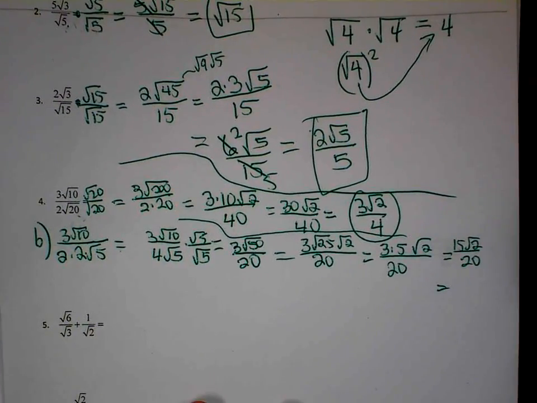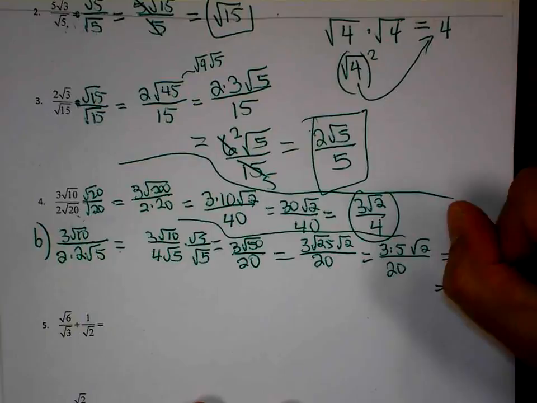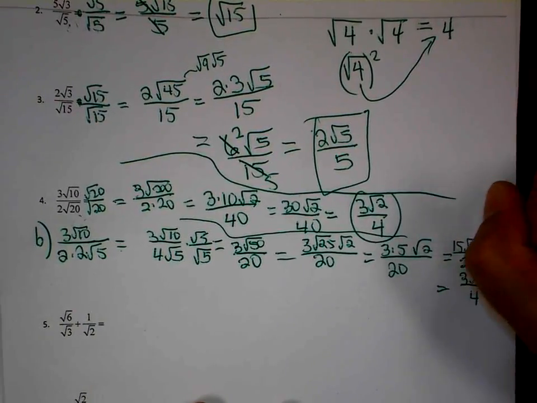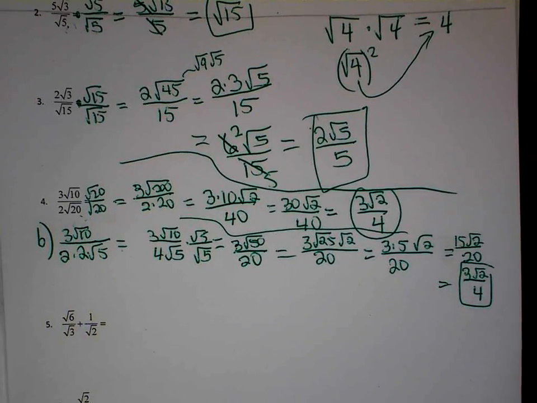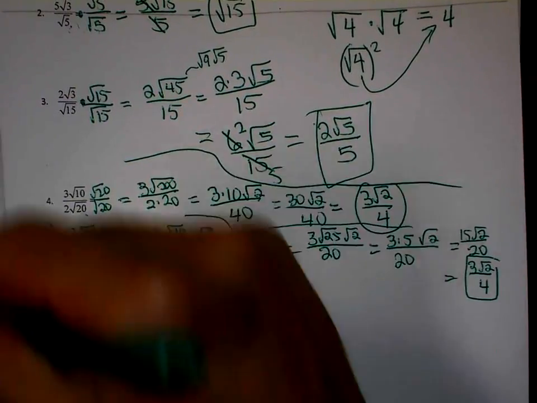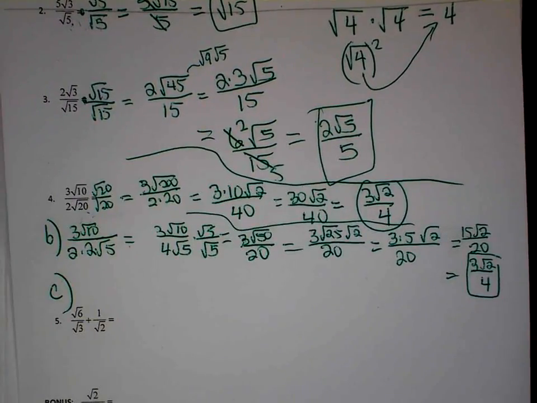5 goes into 15 and 20. 3 root 2 over 4 times. So again, I get to the same answer. So probably even less elegant. Even though it seemed like I was doing the right thing at the beginning, it made it even a little harder. Well, what about path C?